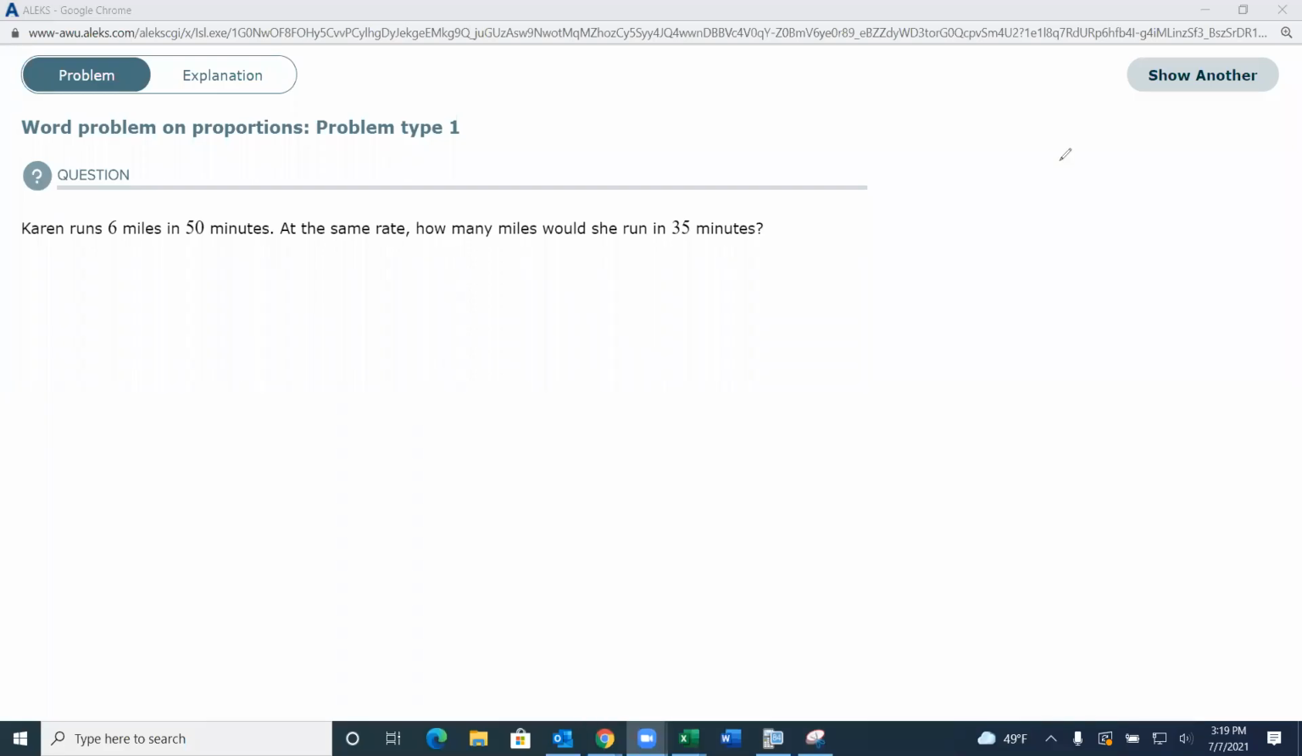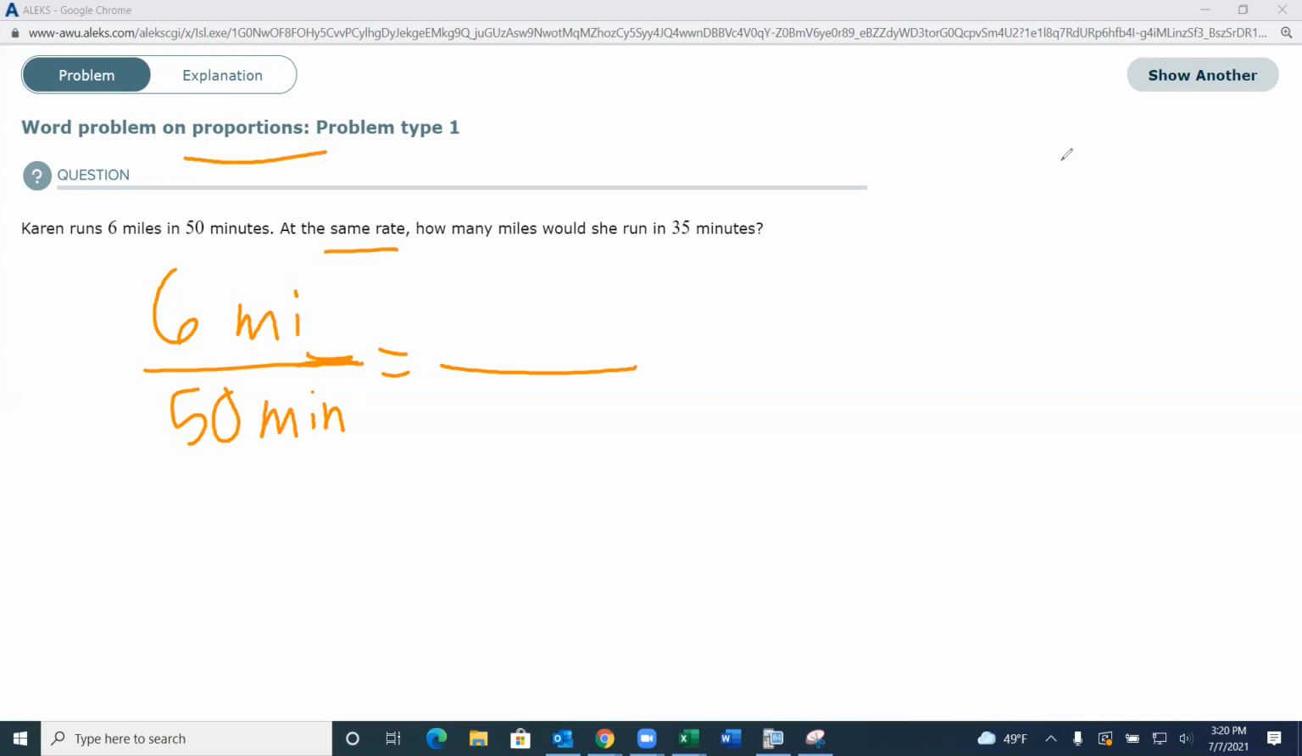All right, so on this problem, the keyword is proportion. We are told that 6 miles and 50 minutes go together. Every 6 miles is 50 minutes, and every 50 minutes is 6 miles. So that's a ratio of two measurements that go together. Now, they say if we do the same rate, so it's going to be equal, then how many miles would 35 minutes be?